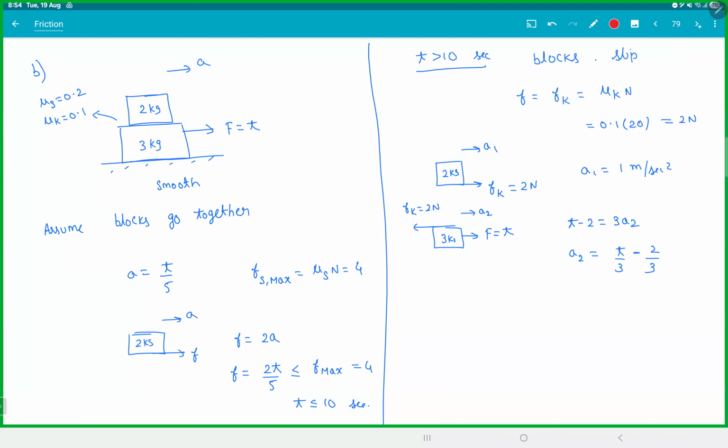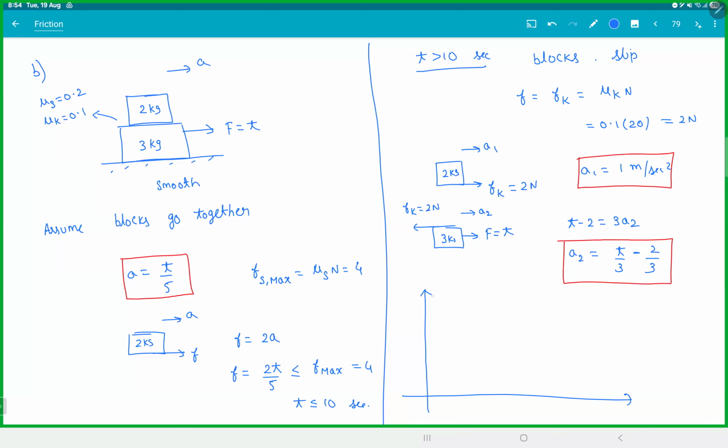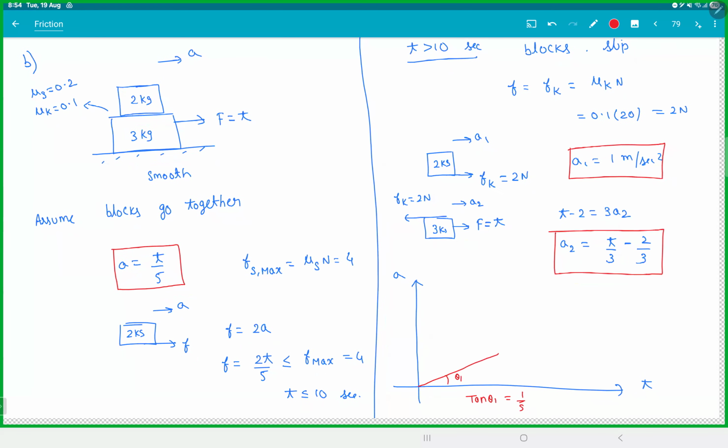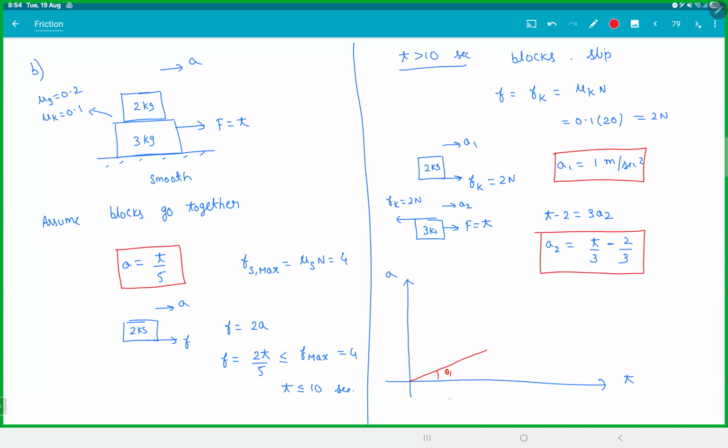So see, before 10 seconds, this was the graph. A is equal to t by 5, a line passing through the origin. After 10 seconds, a1 becomes constant and a2 becomes y is equal to mx plus c. Now, if you try to plot a graph for this, initially for 10 seconds, it's a line passing through the origin. How do I know that? This thing looks like y is equal to mx. M is 1 by 5. This is theta 1. Tan theta 1 is 1 by 5. This goes till 10 seconds.